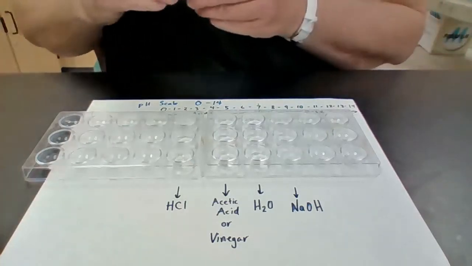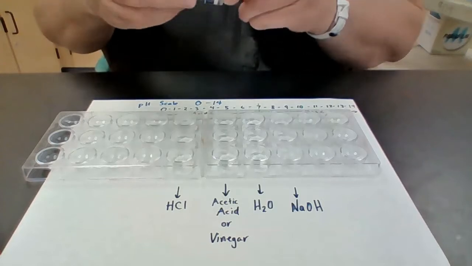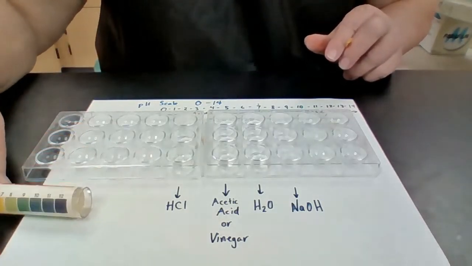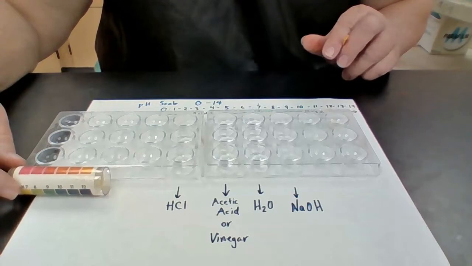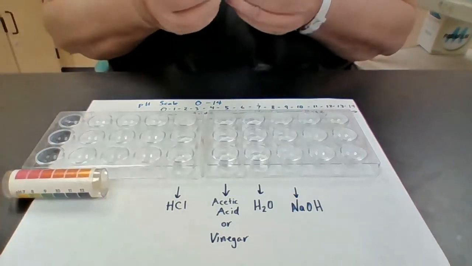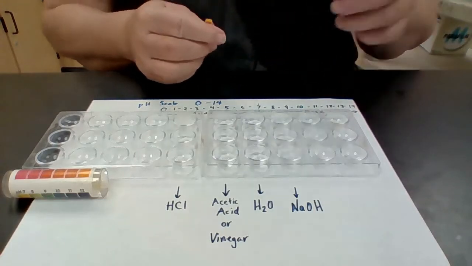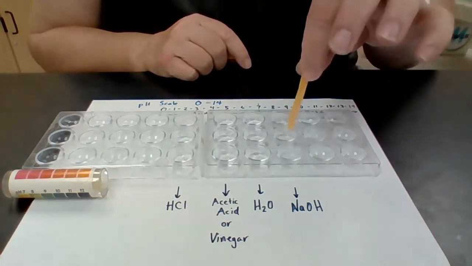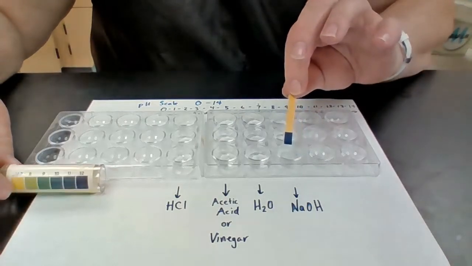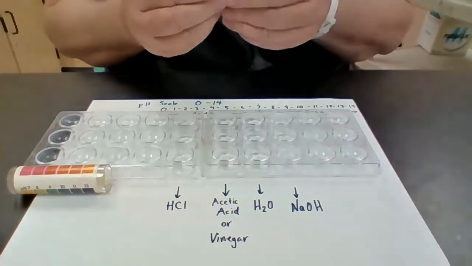Now I'm going to use a different pH scale. It has different colors all the way from 1 to 12, so you can kind of see those colors. The reddish pink is the most acidic. Let's test the NaOH, which I anticipate to be a base. If I match that up with the paper, it seems to be 12, or it could be above 12 if it's a strong enough base.